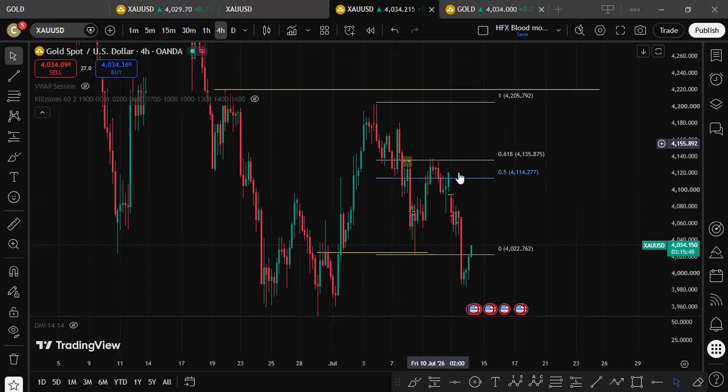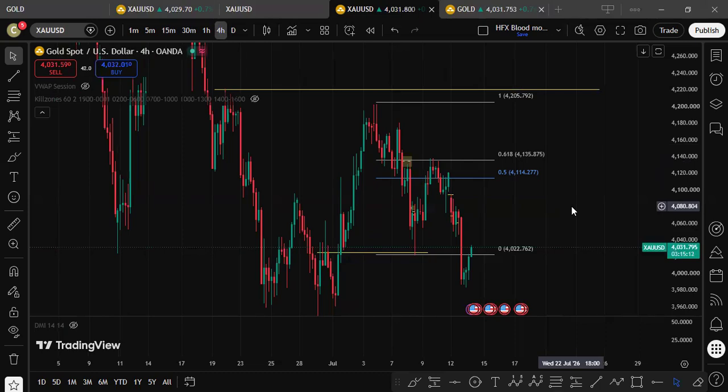After this move here, I did an analysis, buying from 4057 to this area. So you can see what I have here is 4135.8. This is the golden zone. So any point from here and above is a good entry for a reversal.